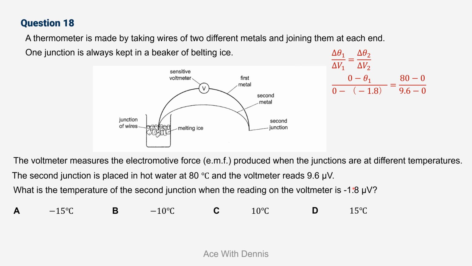The change of temperature 1 will be theta 1 minus 0, because the cold junction is at melting ice. Theta 1 is the one that we want to find, over the change in voltmeter 1, which will be 0 minus negative 1.8. Remember that when it is in melting ice, the voltmeter reading is 0. Now the second scenario is given here: it is 80 degrees Celsius when the reading is 9.6 microvolts. So it will be 80 minus 0 degrees Celsius over 9.6 minus 0. We solve this equation and have negative theta 1 over 1.8 equals 25 over 3. So theta 1 will be 25 over 3 times negative 1.8, which is negative 15 degrees Celsius. Hence, the answer is negative 15 degrees Celsius.